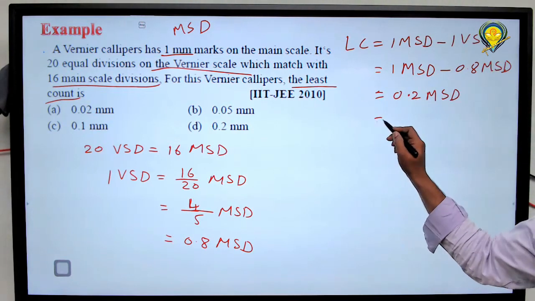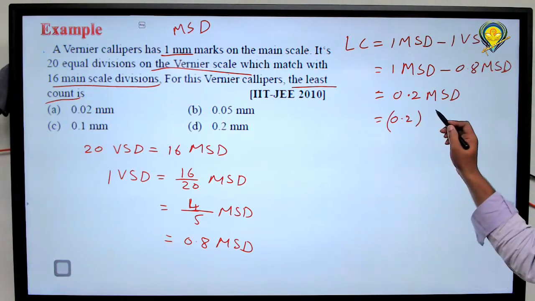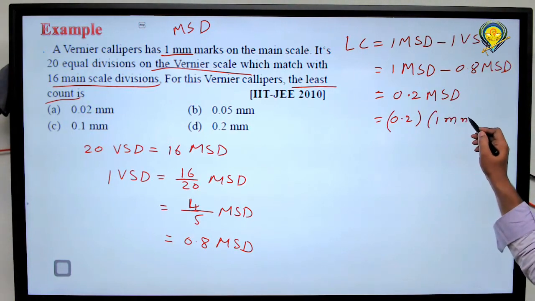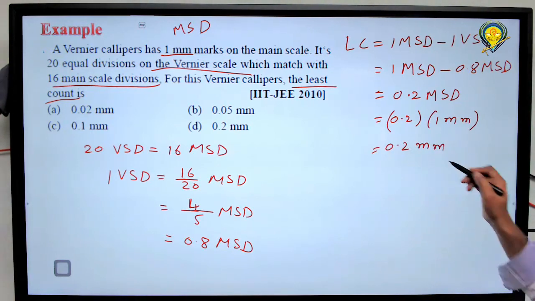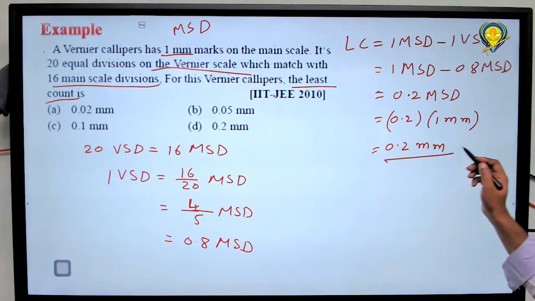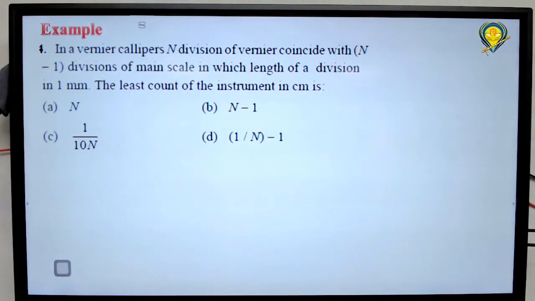So 0.2 main scale divisions. What is the value of a main scale division? 1 mm. 0.2 into 1 mm equals 0.2 mm. 0.2 mm is the answer. So option D is correct. Try to solve this one.